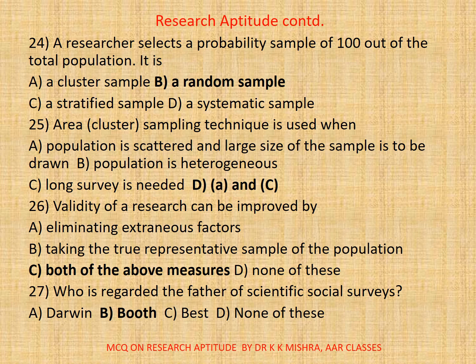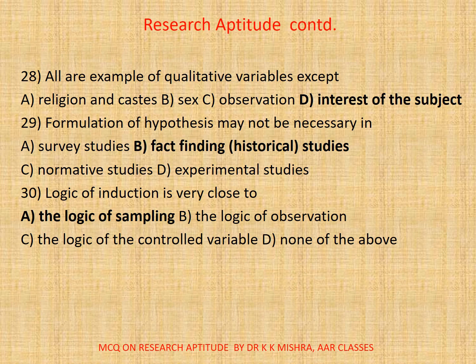27. Who is regarded the father of scientific social surveys? A. Darwin, B. Booth, C. Best, D. None. The correct option is B. Booth. 28. All are examples of qualitative variables except, correct option is D. Interest of the subject. 29. Formulation of hypothesis may not be necessary in A. Survey studies, B. Fact-finding historical studies, C. Normative studies, D. Experimental studies. The correct option is B.